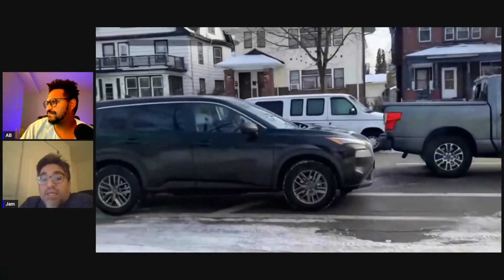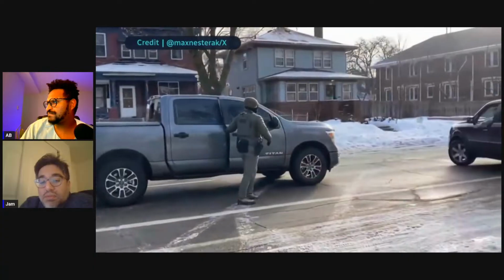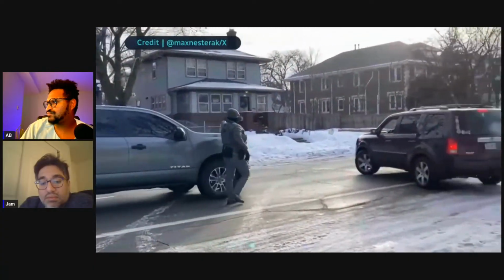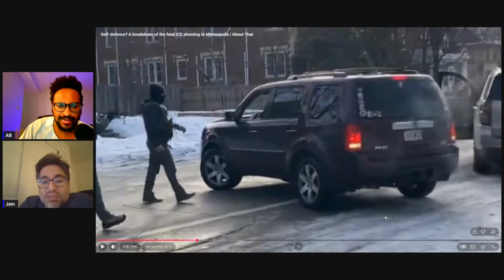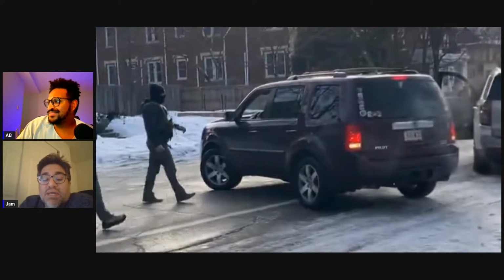They're armed, not even in marked cars, bro. The driver blocking their way to get out of the car. Would you even stop for that guy if he's right behind you? He's in an unmarked car. What am I supposed to do with that?